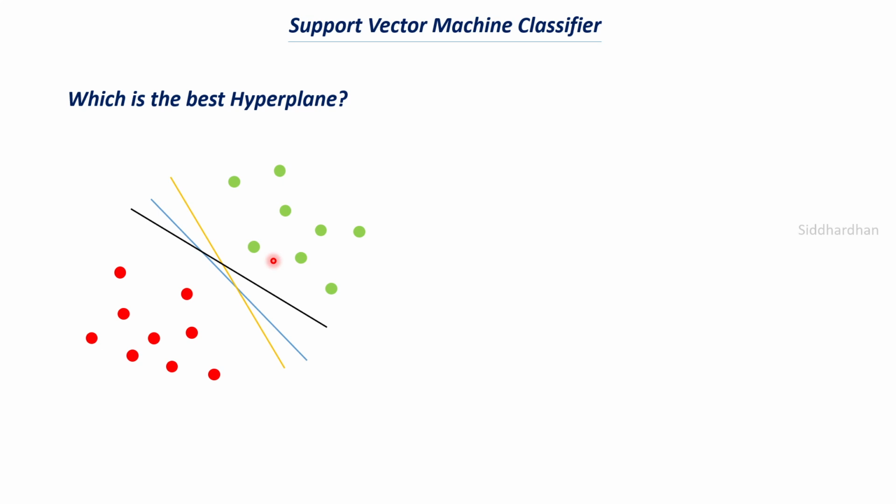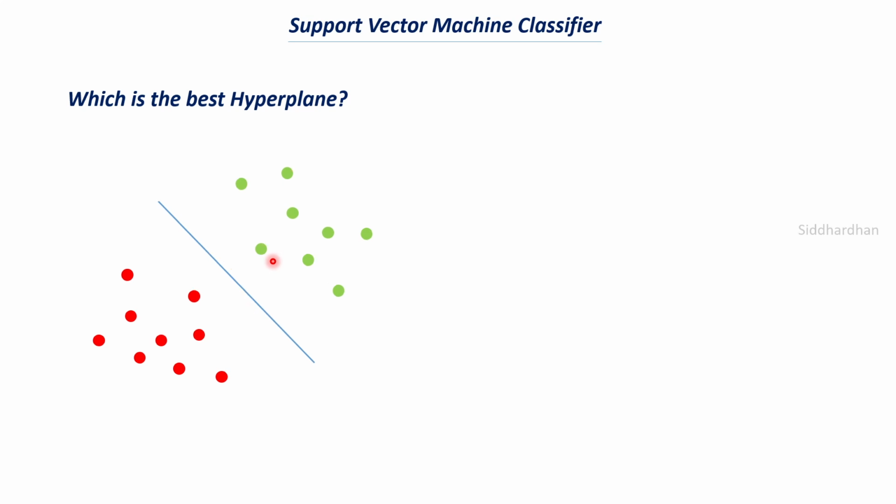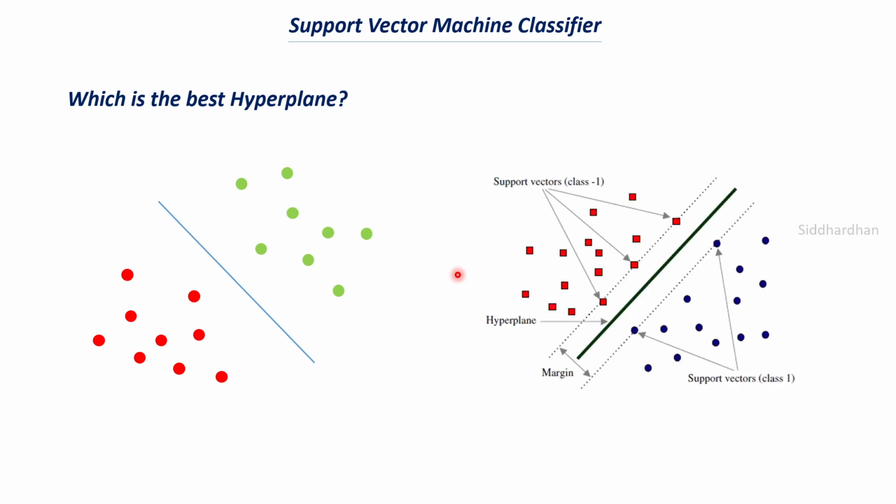So we need to figure out that. So that will be our next step. So we are going to figure out which is the best hyperplane. So this is where the margin and support vectors come into play.